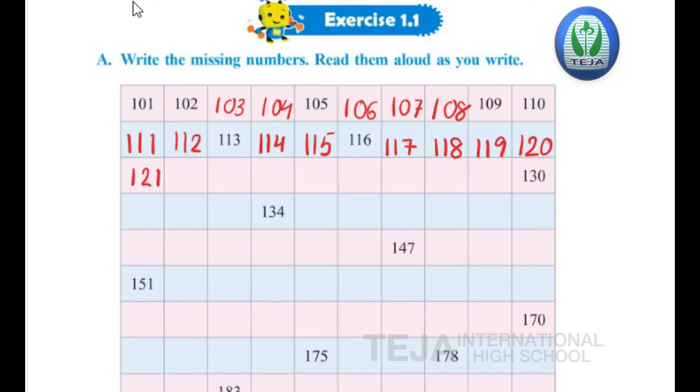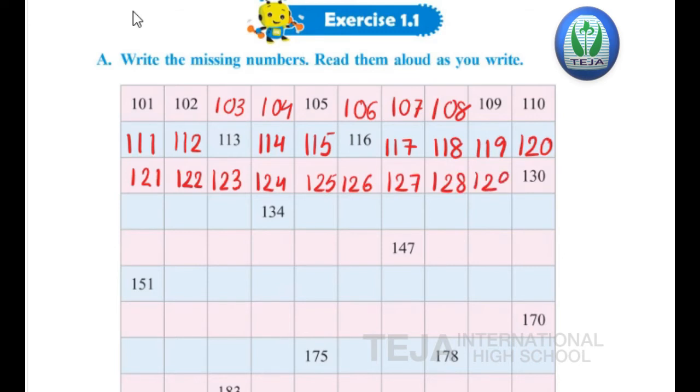Next 121, 122, 123, 124, 125, 126, 127, 128, 129 and 130 is given there.